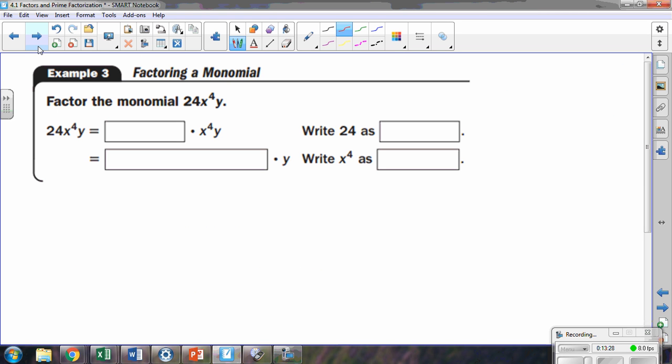And so we will come back and do some factor trees, but before we do that, we want to see how to factor a monomial. This is the new skill.